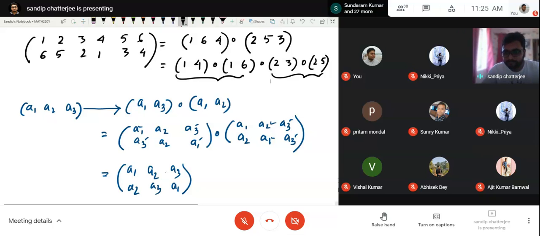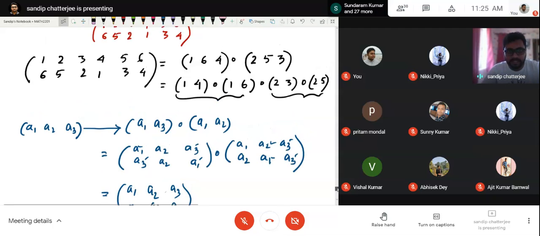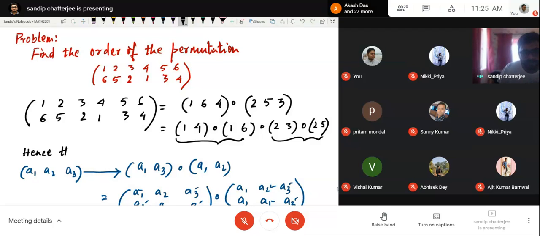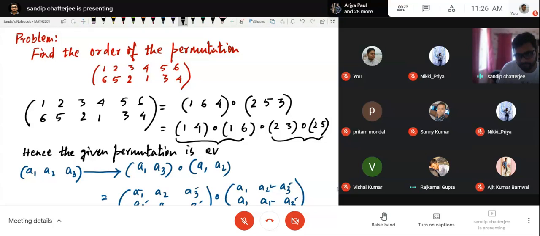So the permutation that is written here, what kind of permutation is this? Steven. Even permutation. Hence, the given permutation is an even permutation. That is what is our finding.